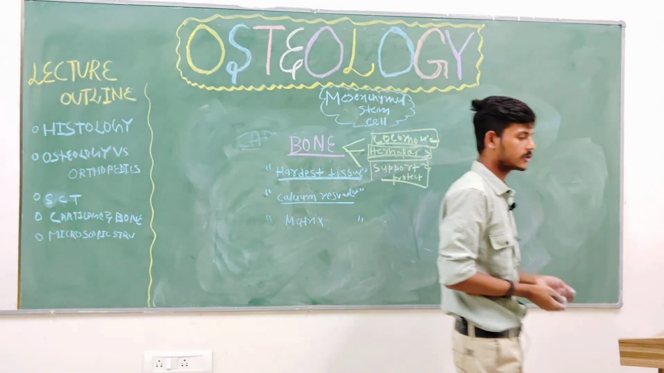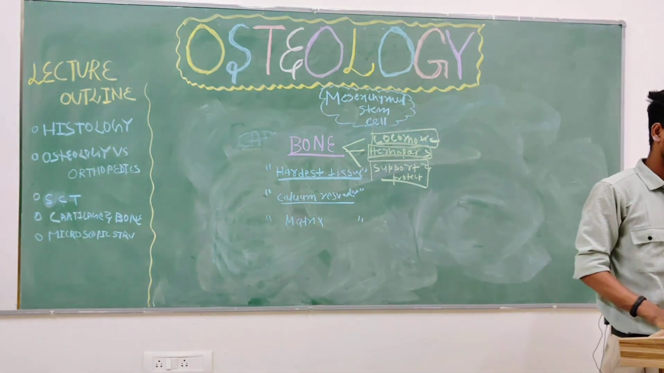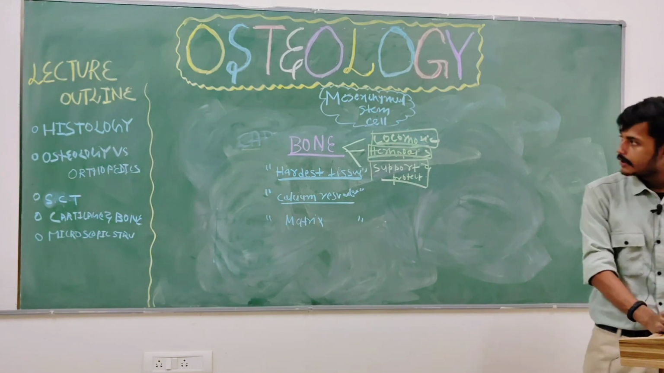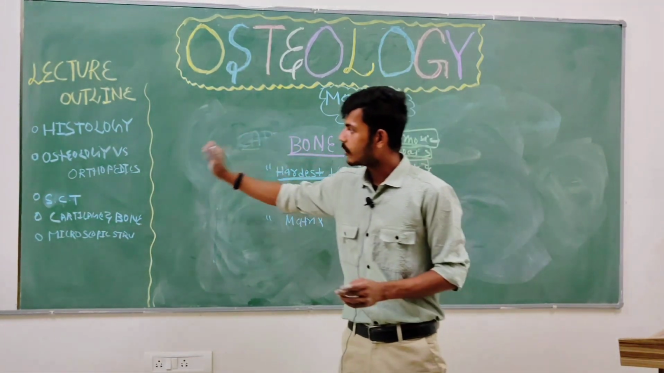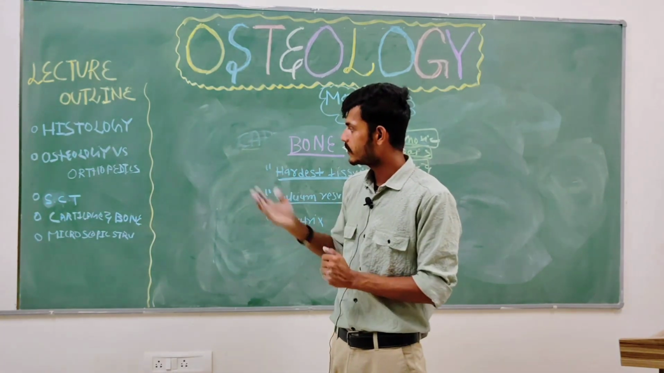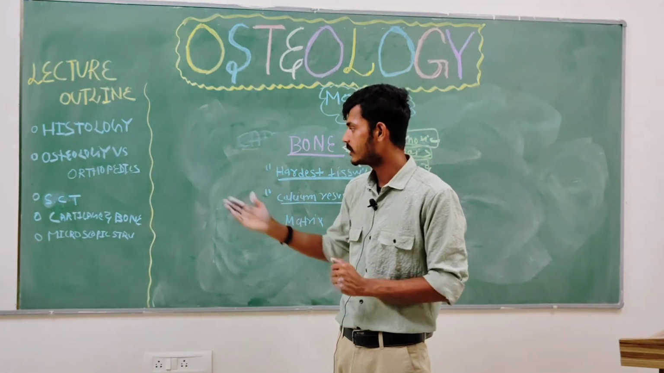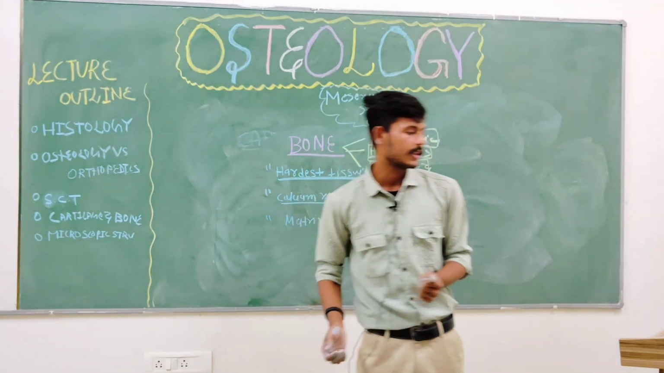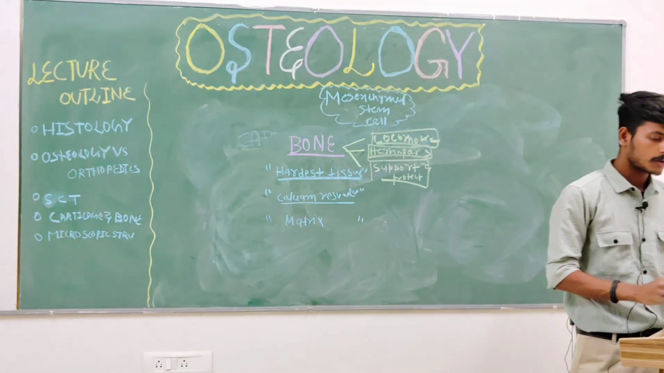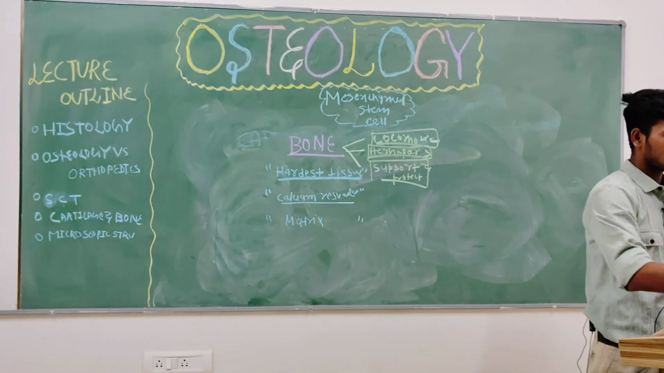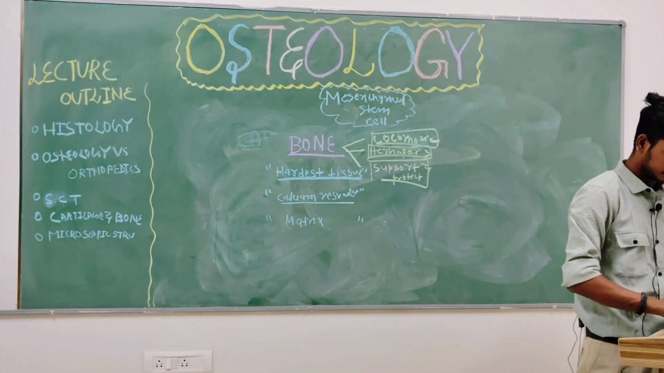And there are other functions as well. Now, till now we studied the histology, basically the difference between osteology and orthopedics. We've seen the specialized kind of tissue, we've seen the cartilage, bones and their cells. Now we'll discuss the last topic, that's called the microscopic structure of the bone.